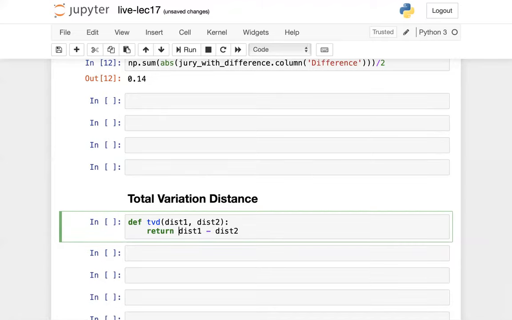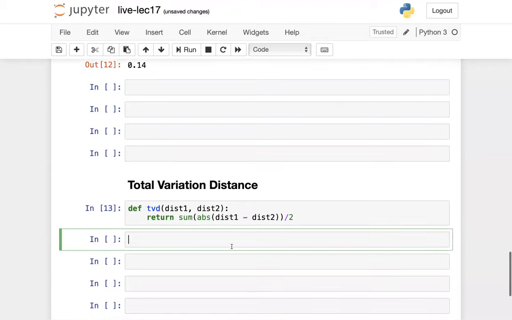Once you have the difference, then we take the absolute value of the differences. Then we actually sum it up. So we can sum up the differences, and then finally we divide by 2. So kind of 4 steps there. Take the difference, then the absolute value, then sum it up, then divide by 2. And now we have a function to take the difference between any 2 distributions.